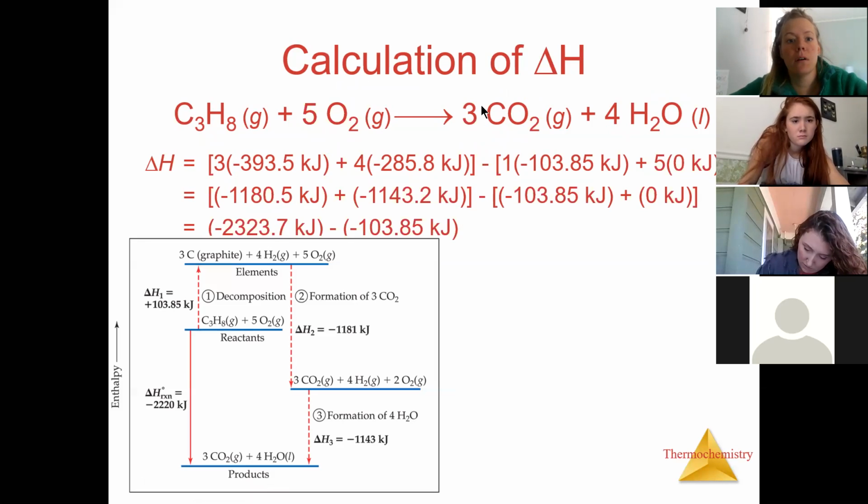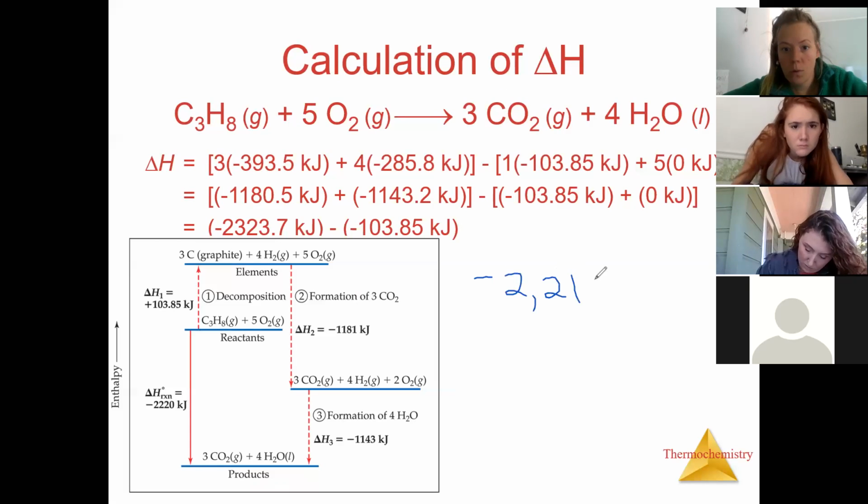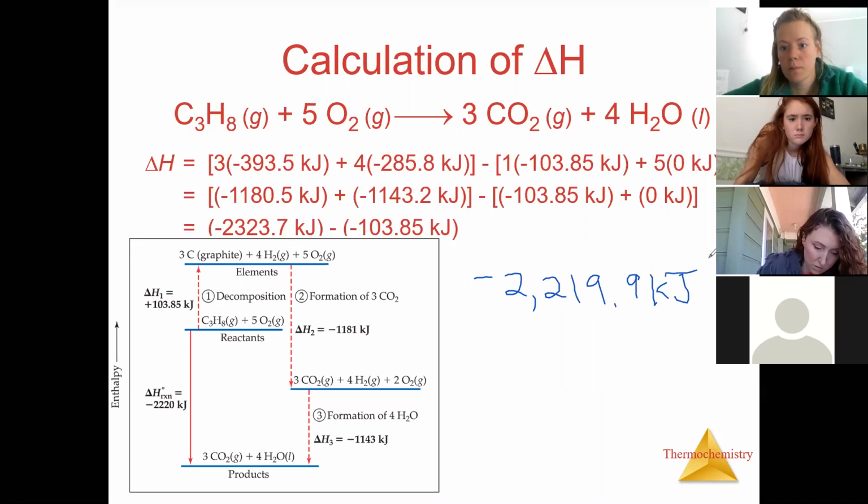Should get a value of negative 2219. This is all addition and subtraction, so we would go with the lowest decimal place, 9.9 kilojoules.